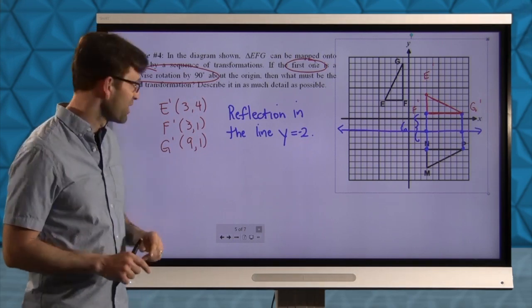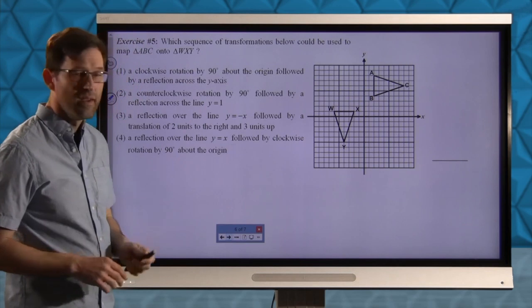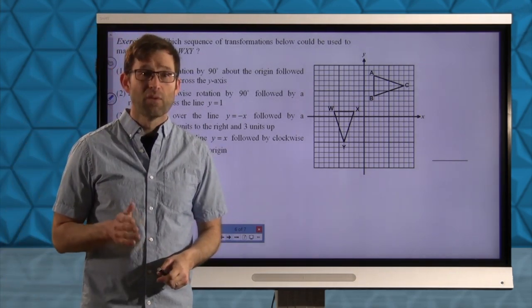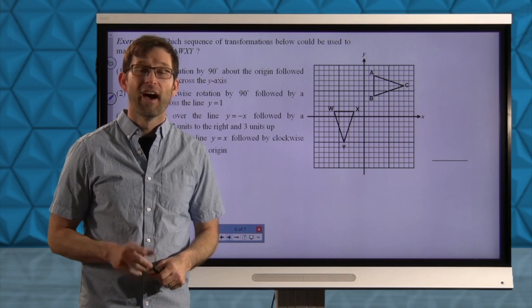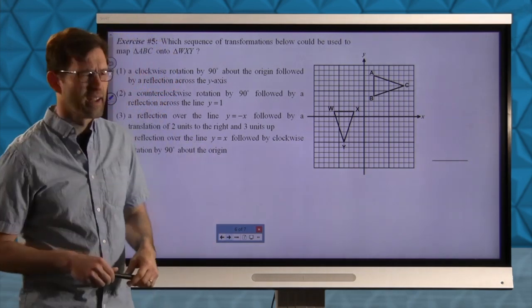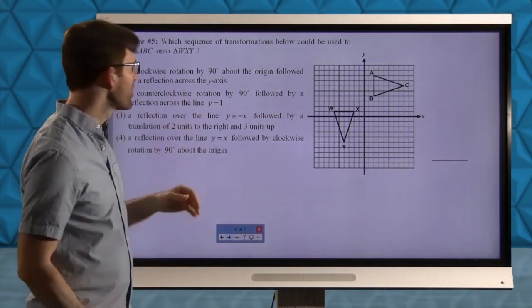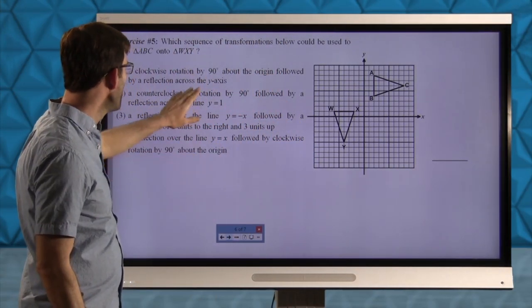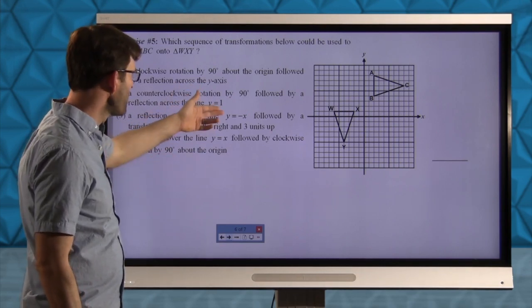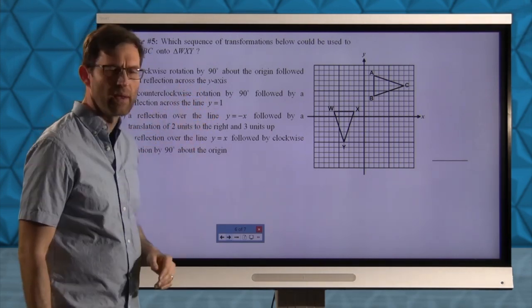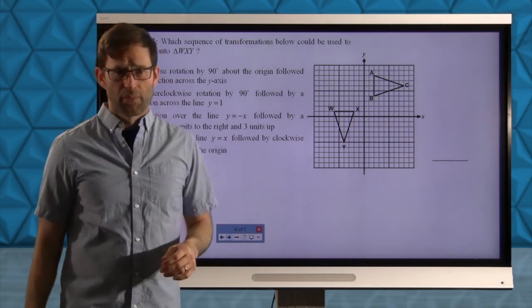All right, let's take a look at another problem, the last one. Now, beware, sometimes multiple choice problems can be beasts, and this is one. So let's take a look at it. Exercise number 5. Which sequence of transformations below could be used to map triangle ABC onto triangle WXY? And then there are some very technical transformations. We've got rotations by 90, reflections across the y-axis, reflections across things like y equals 1, y equals negative x, y equals x. So how do you do something like this?